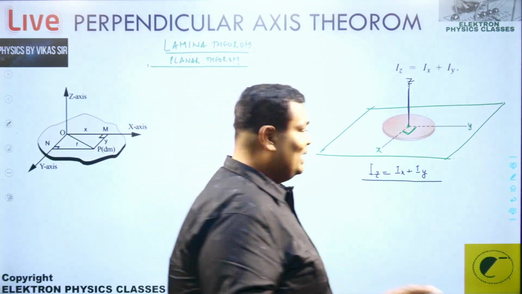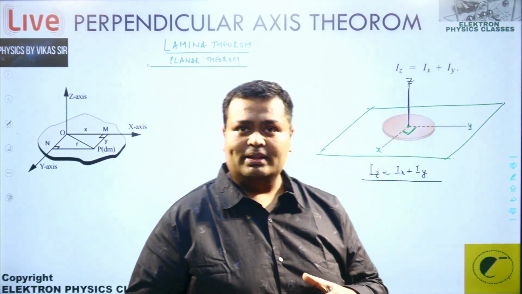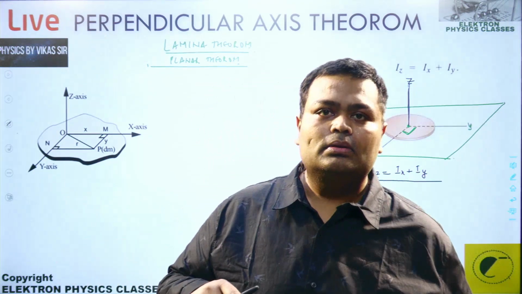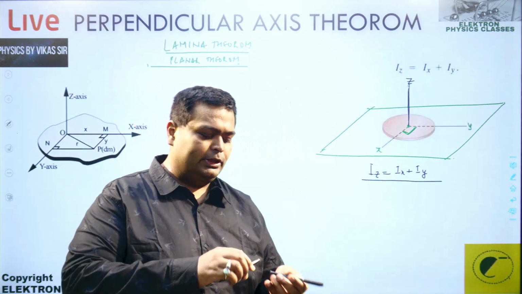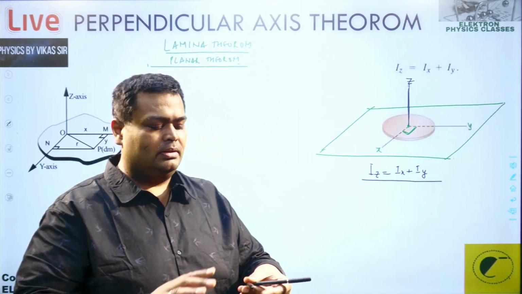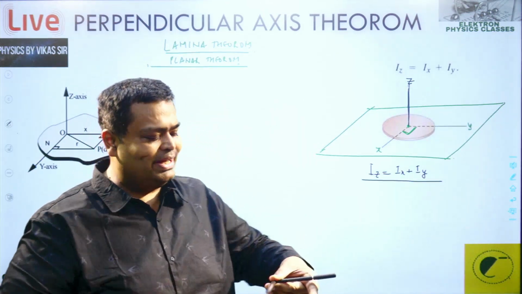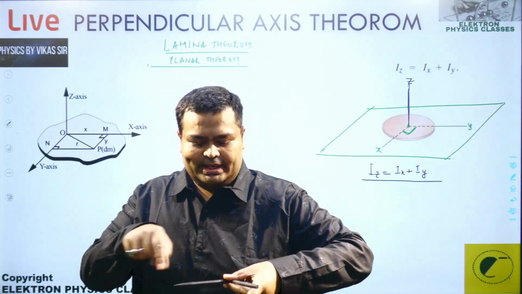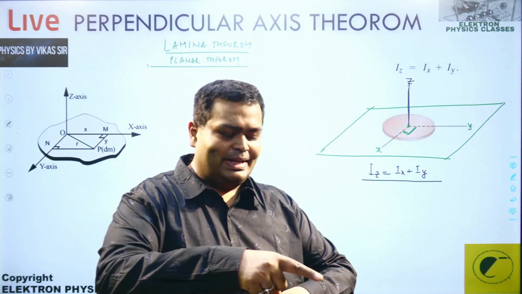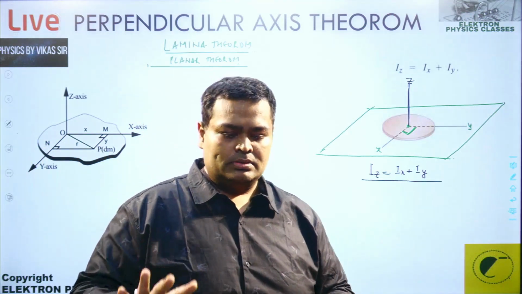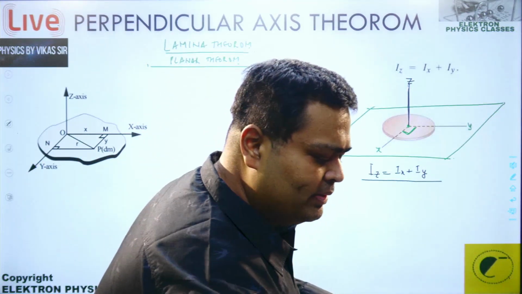Correct? Are you getting the point? These are the two axes which are in the same plane and intersecting. So we can have two axes like this, and they need to be perpendicular. It's not necessary, it can be like this also. Still they are mutually perpendicular. So that's Ix moment of inertia, that's Iy moment of inertia about that axis, to be exact.